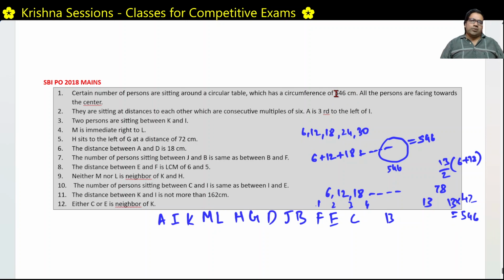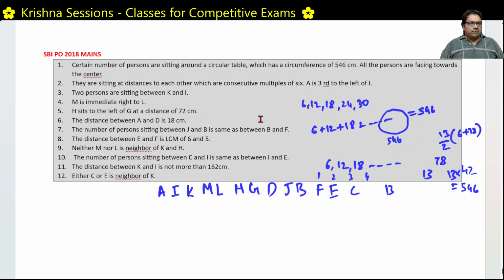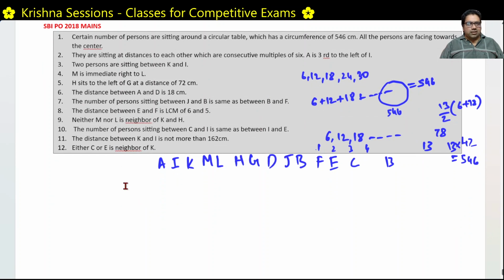That means there cannot be more than 13 people. If there were more than 13 people, then between the 13th and 14th person the distance would be 78 plus 6, that is 84 centimeters, but the total itself is 546. So that means the circle is of 13 people only, and the distances between all of them would be 6, 12, 18, 24 likewise.